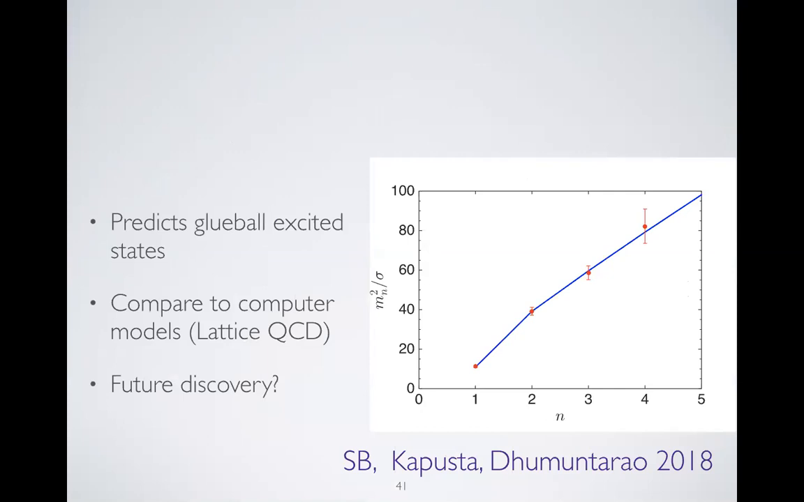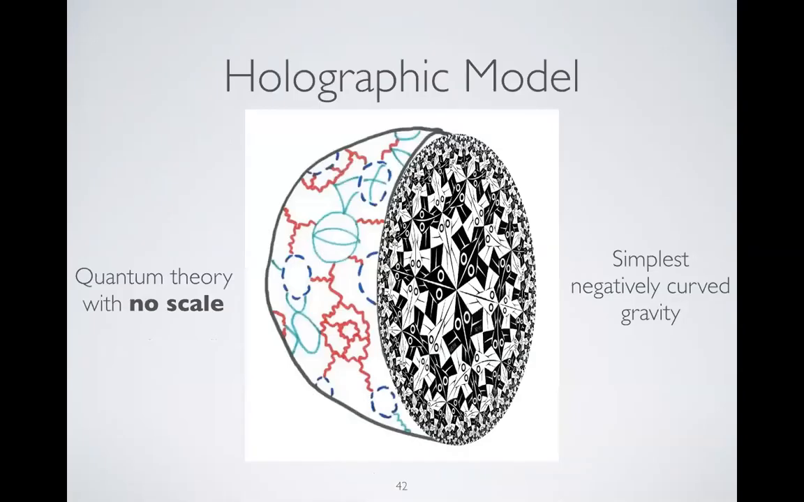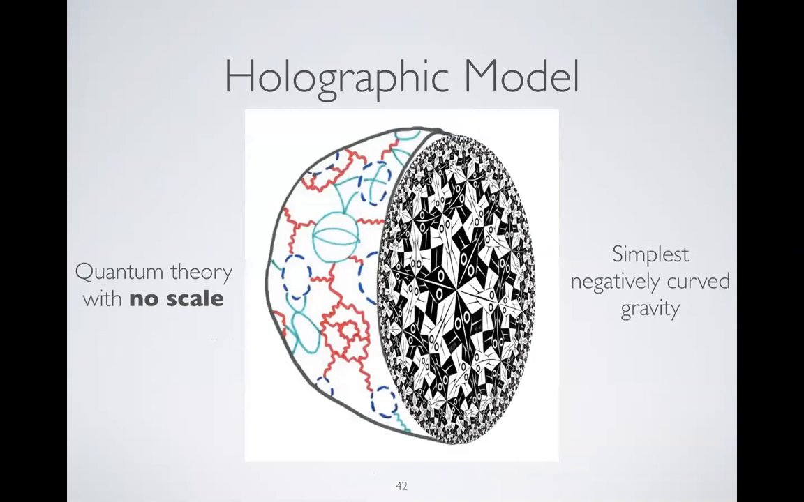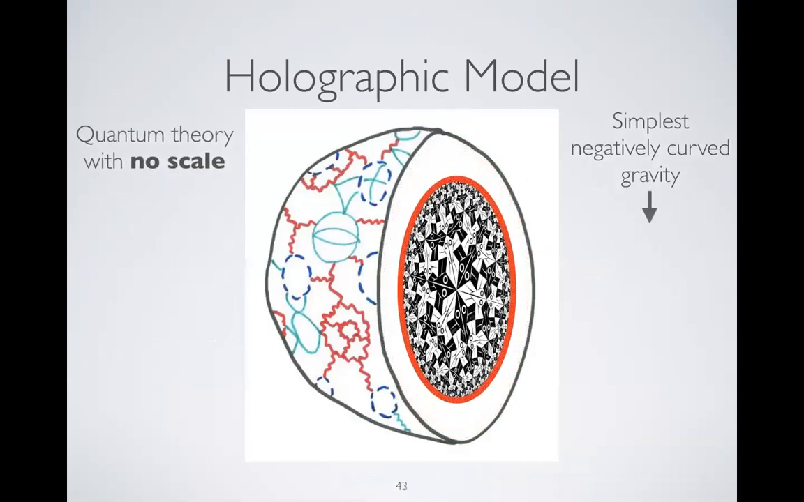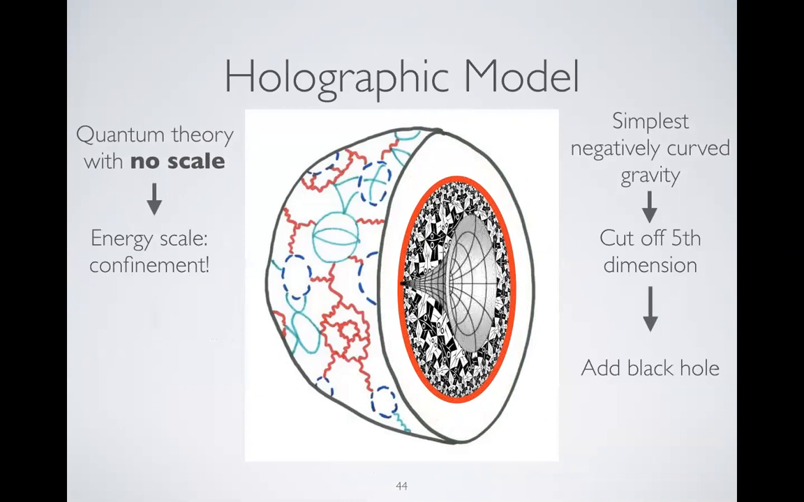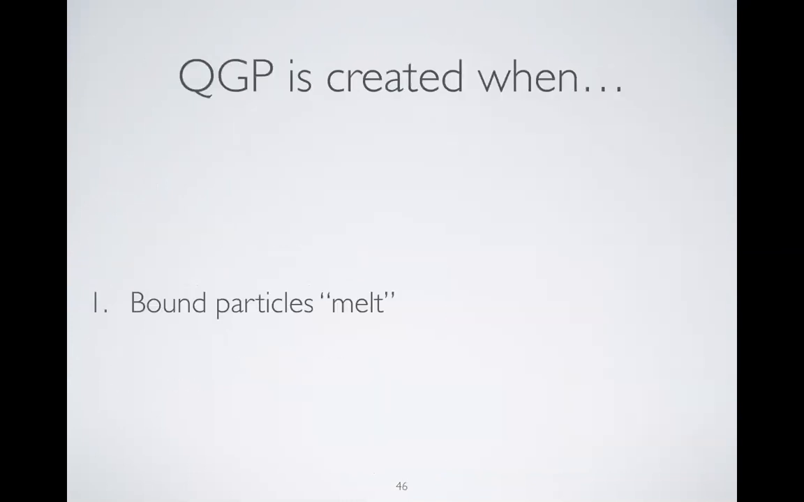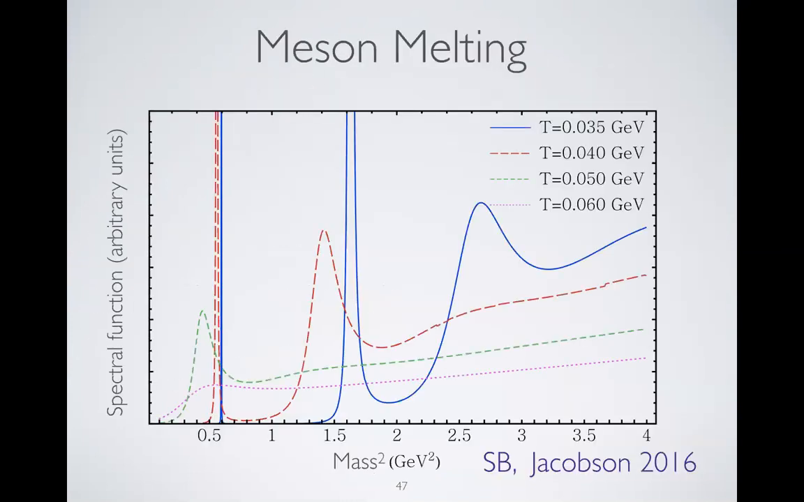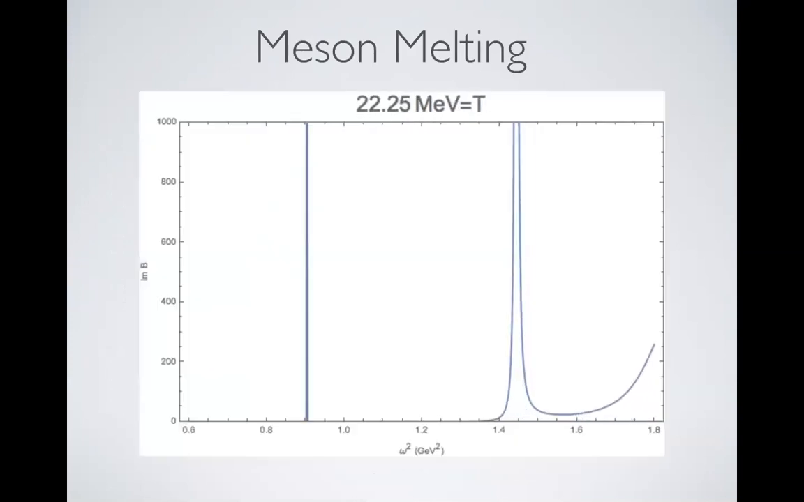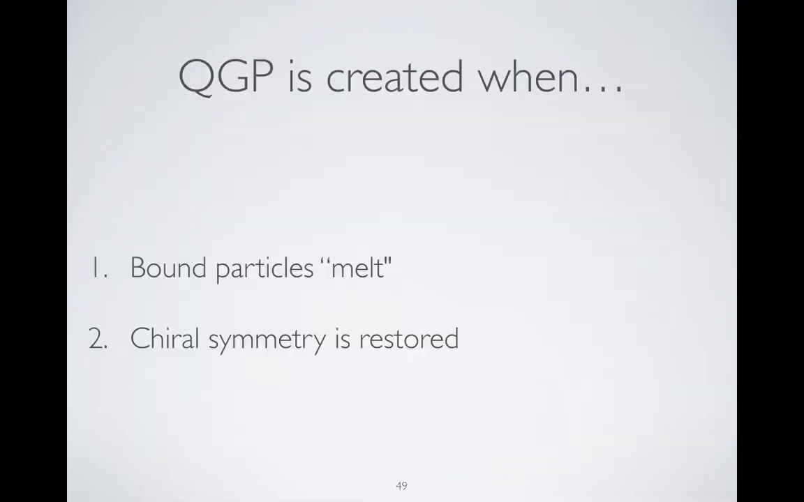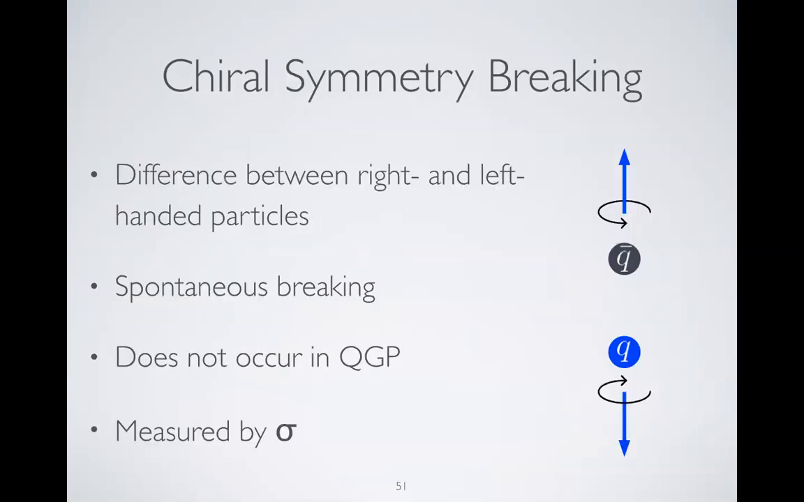So here's for glue balls. This is comparing to a prediction from lattice QCD, but if glue balls are discovered and we look at their excited states, we can see how well my prediction matches. We'll skip this, my beautiful animations that take a while to skip through. So we can look at when these particles melt. Yeah, we're running out of time here.